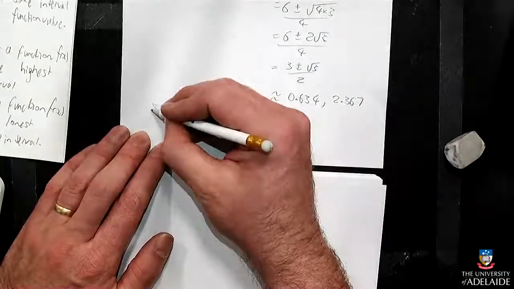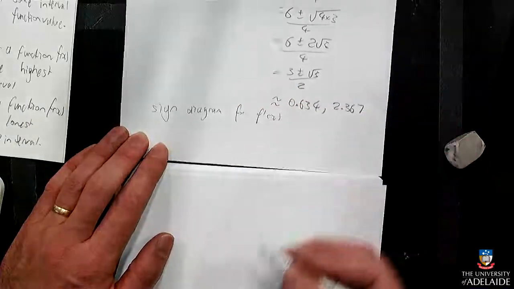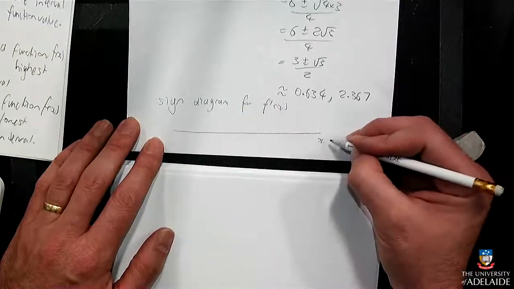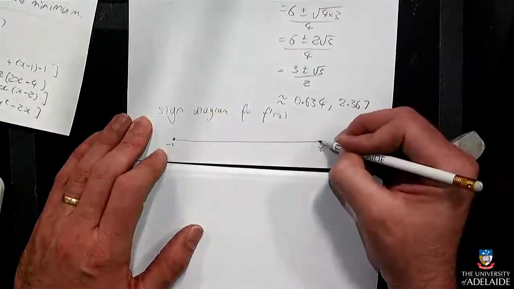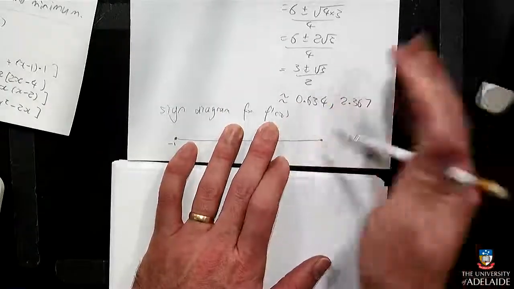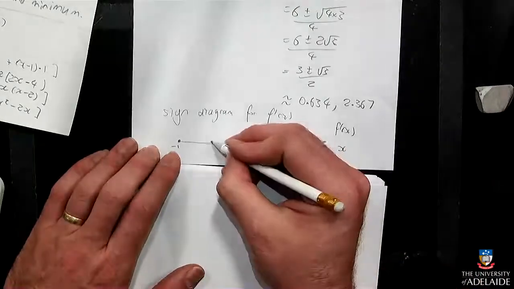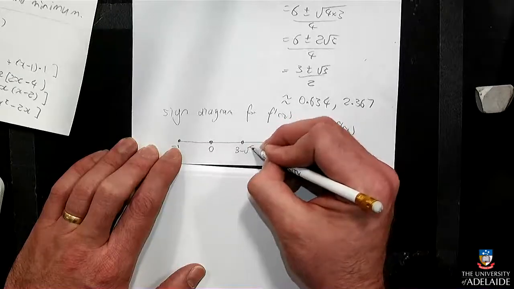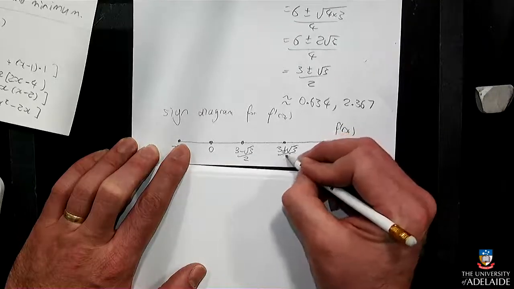In a sign diagram. Okay, so let's see, the options for x. Now I would normally put an arrow there, but it doesn't go on forever actually. I was only allowed to use the x's between -1 and 3. So let's pop them in, -1 and 3. So these are x's, this is going to be f of x, f dashed x. So there's a 0 here at 0. There's 1 at 0.634. And there's 1 at 2.367, which was actually 3 plus root 3 on 2.